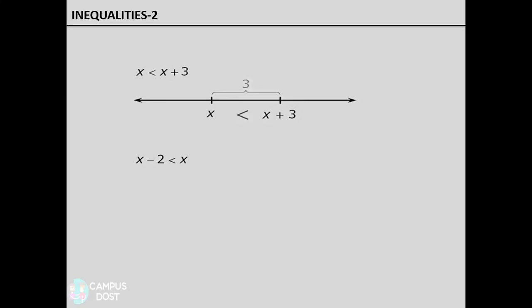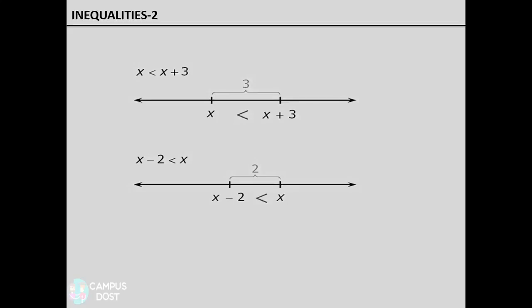Please note that we can use similar logic to show that x minus 2 must be less than x. If we examine x on the number line, then x minus 2 will lie 2 units to the left of x. Since x minus 2 lies to the left of x on the number line, it must be the case that x minus 2 is less than x.